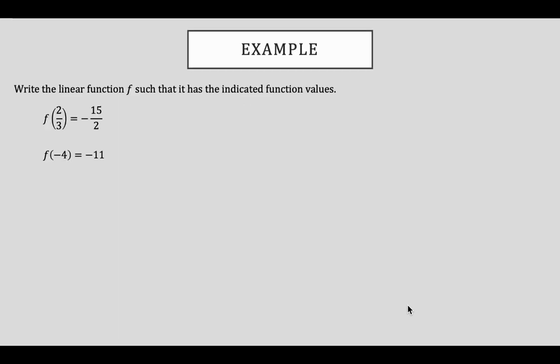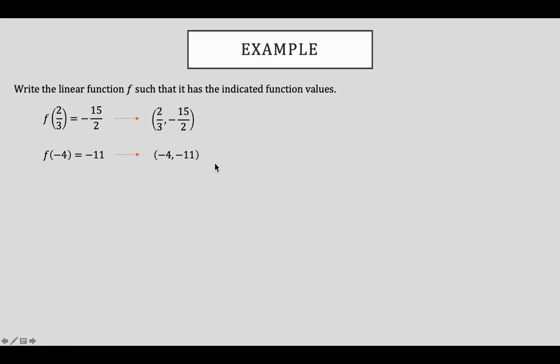Write the linear function f such that it has the indicated function values. Now, again, f of 2/3 is equal to -15/2. All right, what is this telling me? When I plug in 2/3 for x, I get out -15/2. I can rewrite that as an ordered pair. The second piece of information is telling me that when I plug in -4 for x, I get out -11. That leaves me with the ordered pair -4, -11.